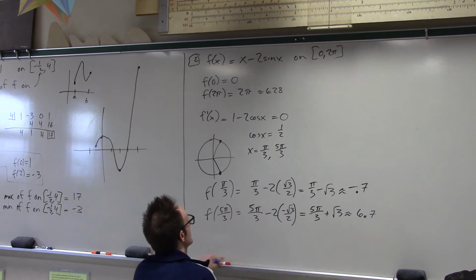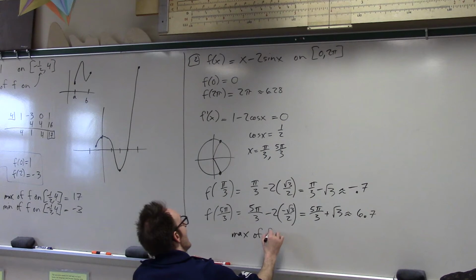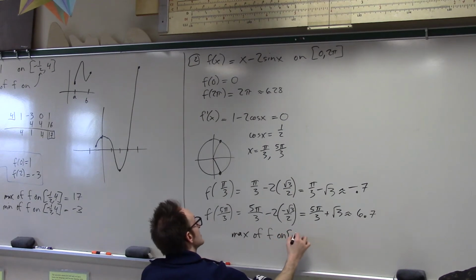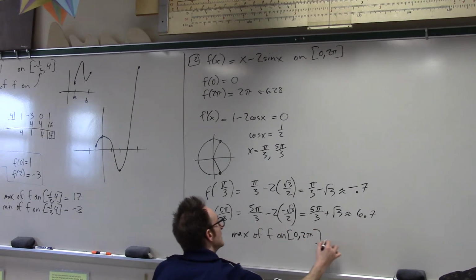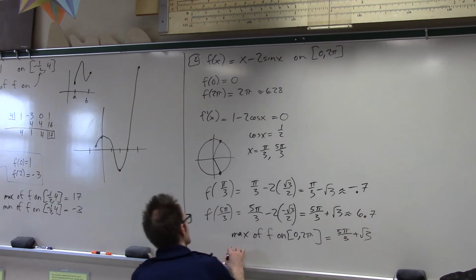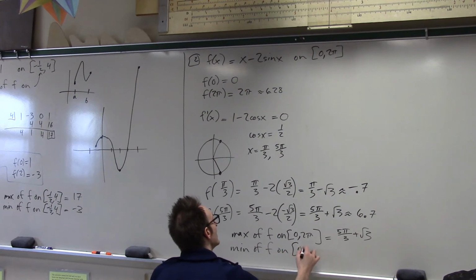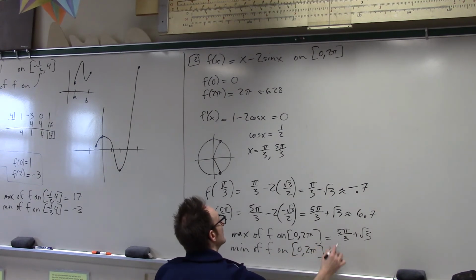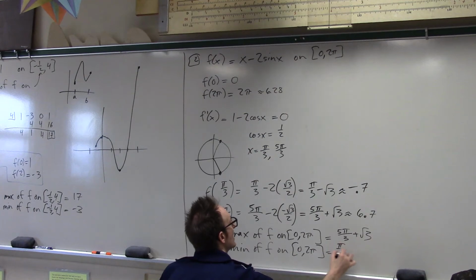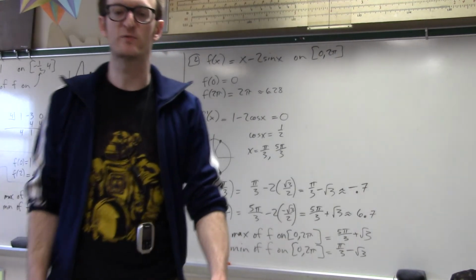Ish. So therefore, what is the max of f on the interval 0 to pi? The answer is 5 pi over 3 plus root 3. And what is the min of f on the interval 0 to pi? Pi over 3 minus root 3. Good. All right, we pretty much finished.